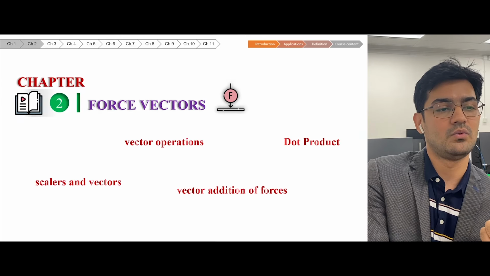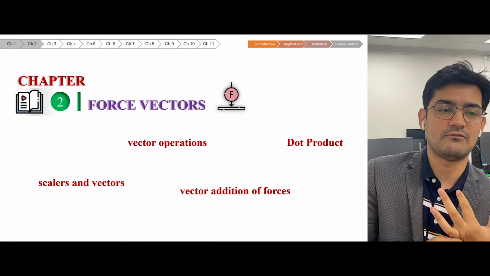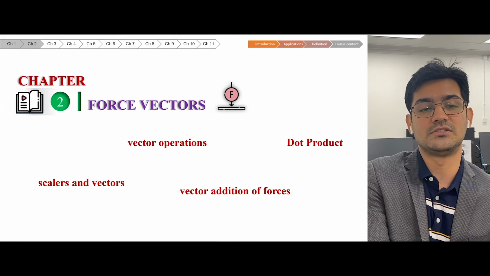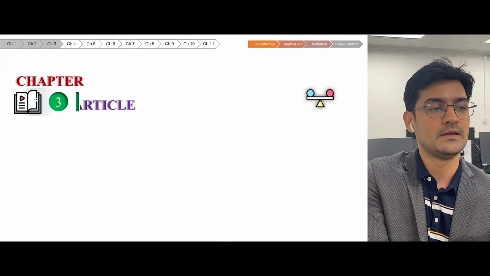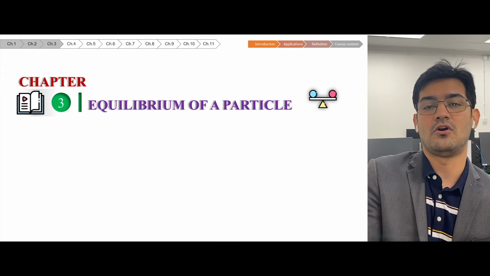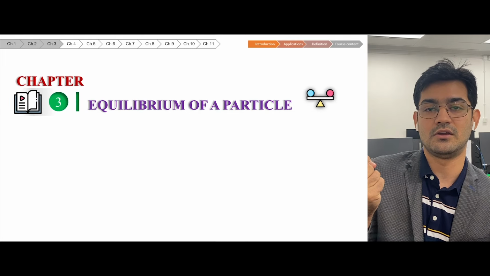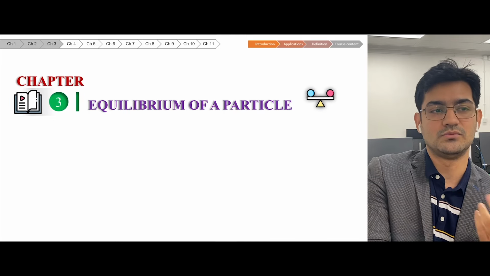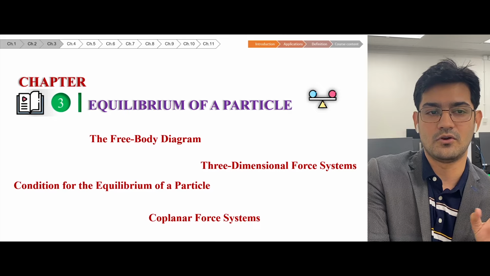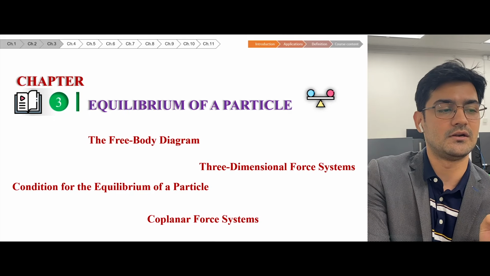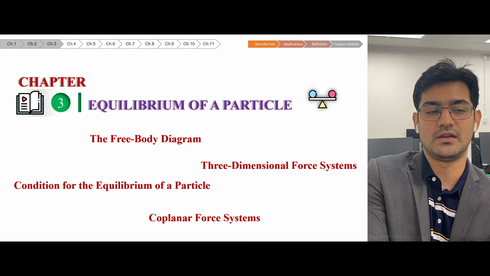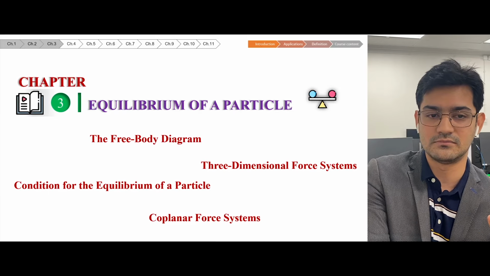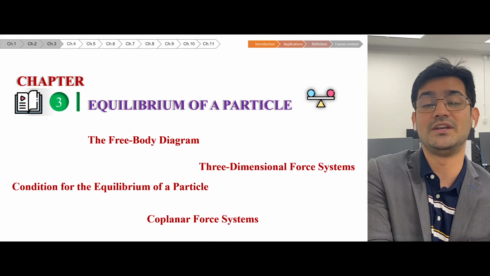In this chapter, we're going to study what scalars and vectors are, how we can use vector operations, how we can add forces, and also we'll study the dot product. Chapter 3 will be on the second part, which is objects. Objects can be of many types. Particle is one of them, and we'll study equilibrium of a particle in this chapter, which includes conditions for equilibrium of a particle, free body diagrams, coplanar force systems, and we'll also venture into three-dimensional force systems.